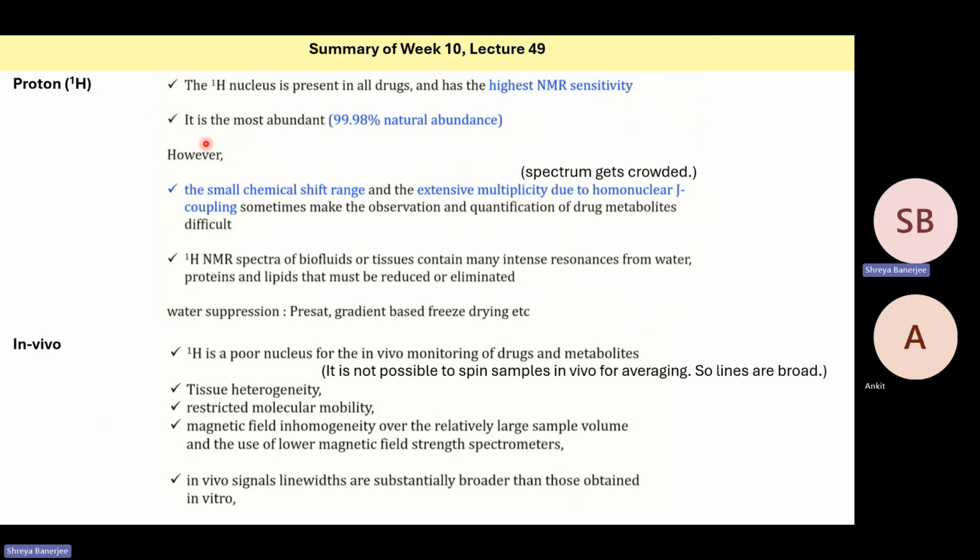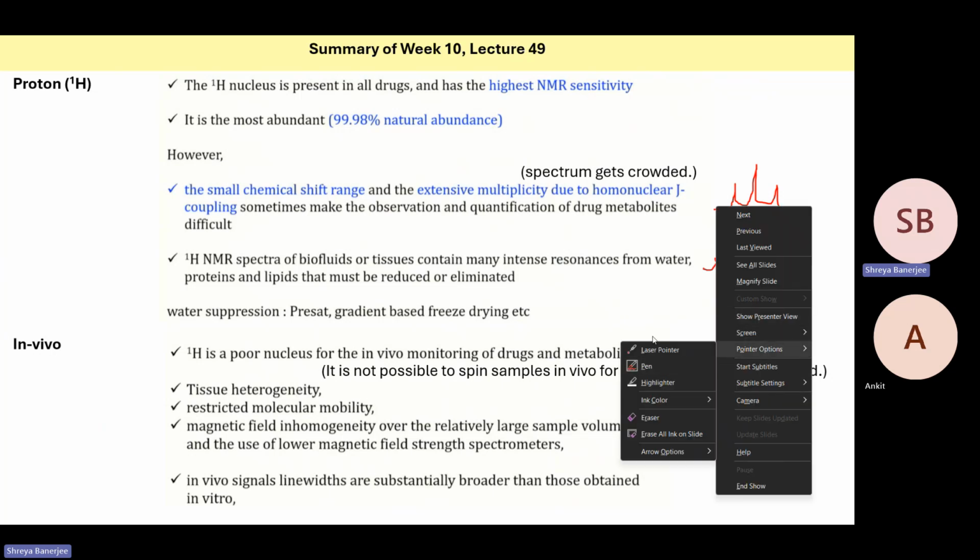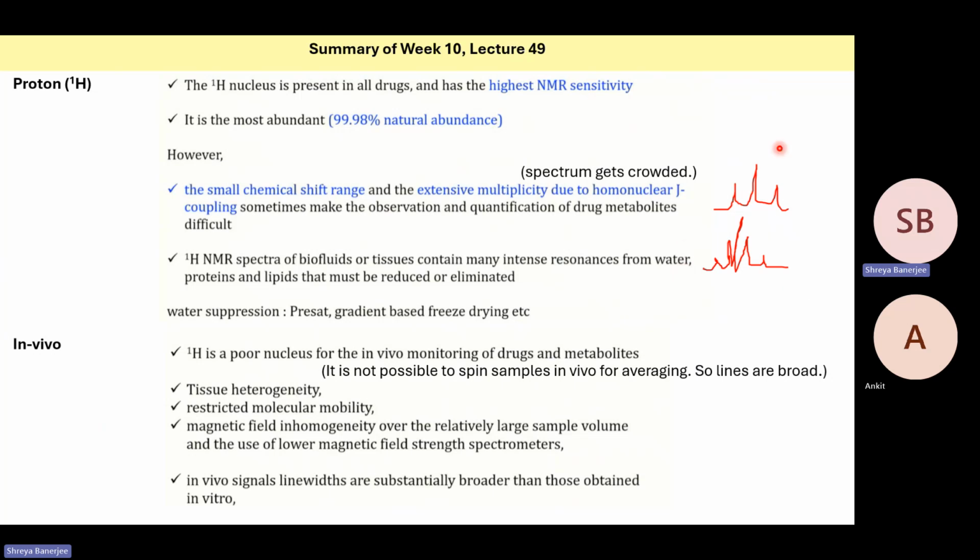But there are certain drawbacks also. The chemical shift range of proton NMR is very small. We know it goes from only 0 to around 12 to 13 ppm. So the chemical shift range is small. And secondly, there is a lot of multiplicity due to J coupling. So we know in proton NMR, there can be triplets, there can be a lot of splitting like this. So because of this, what happens? This J coupling splitting that we have, the spectra gets very crowded, and that can cause many peaks to merge, and so the observation and quantification of the drug metabolites will become difficult, both due to this kind of J coupling and also due to the small chemical shift range.